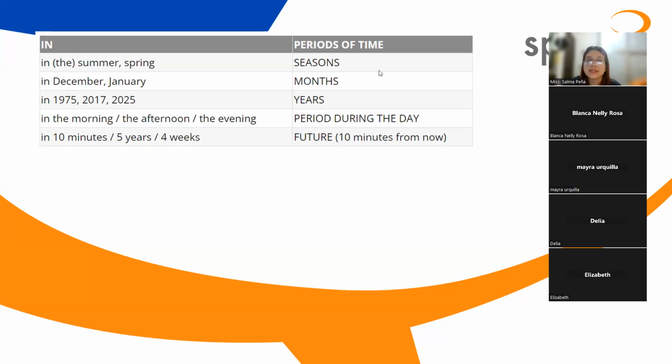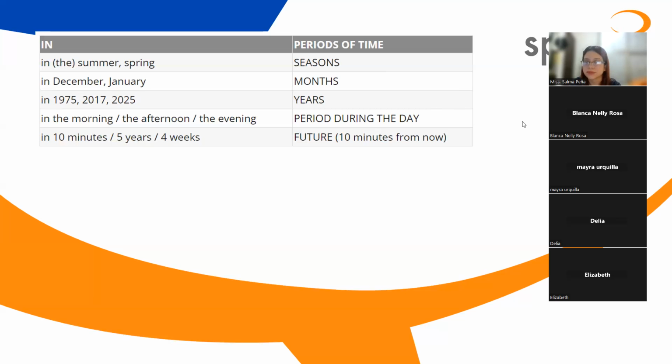And then in the morning, in the afternoon, in the evening, but we say at night and not in the night. That is the only exception. Periods during the day. And when we talk about future, 10 minutes from now, in 10 minutes, in 5 years, in 4 weeks, and we can continue with the future. It could be in 3 weeks, in 2 minutes, in 5 minutes, we will check the activity that could be.